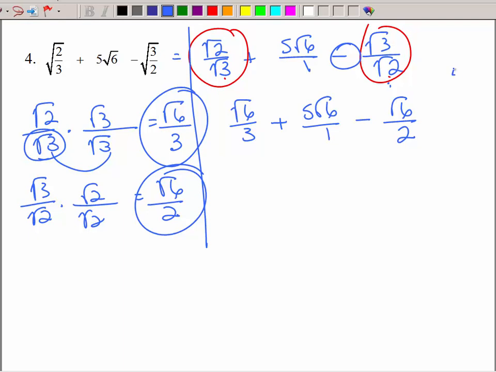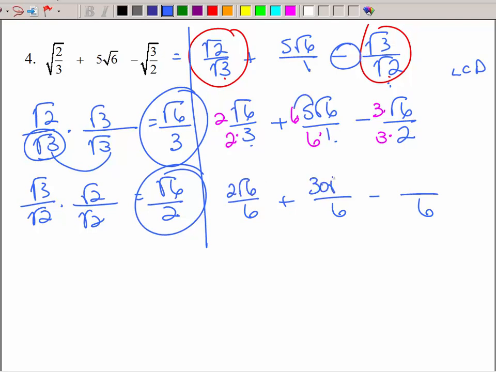So we need to find that LCD between 3, 1, and 2. And hopefully you know that is 6. So I need to multiply this one times 2, this one times 6, and this one times 3. So I have 2 square root of 6. 6 times 5 is 30 square root of 6. And this is 3 square root of 6.